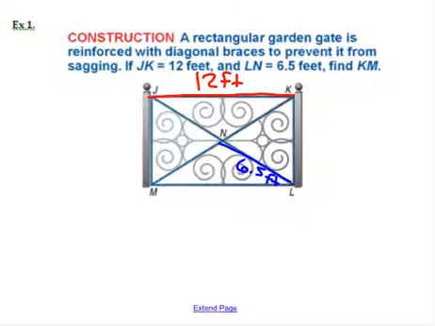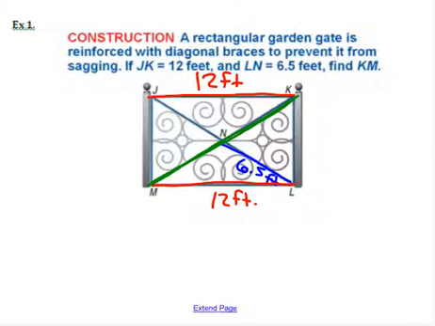Okay, from that, number 2 in my notes says that opposite sides are parallel and congruent. So you should know right now M and L is also 12 feet. Okay, that doesn't really help me find KM, and KM is this green line that I'm looking for.